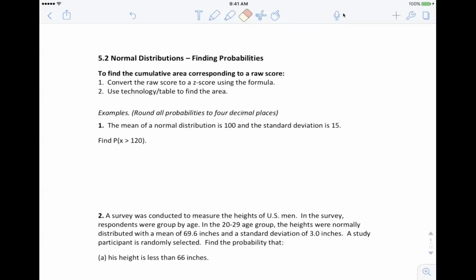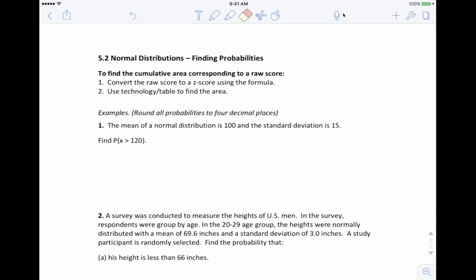This is page 6 of the chapter 5 notes. It's on normal distribution finding probabilities. This is where you apply what you did in 5.1. So these are the word problems associated with this concept. You can think of them as two steps.